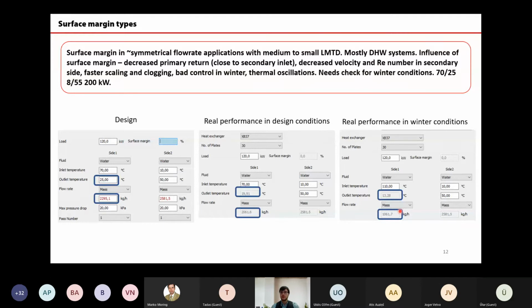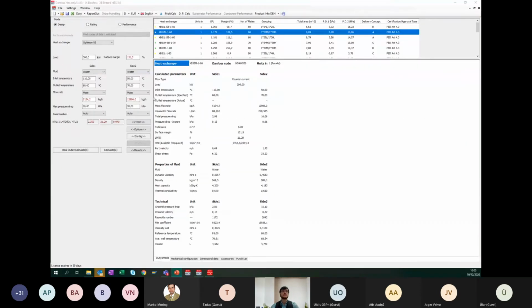And actually, the most critical application where brazed heat exchangers are mostly failing is domestic hot water, and domestic hot water during winter. I will show you now in the selection tool specifically the impact of different scenarios.